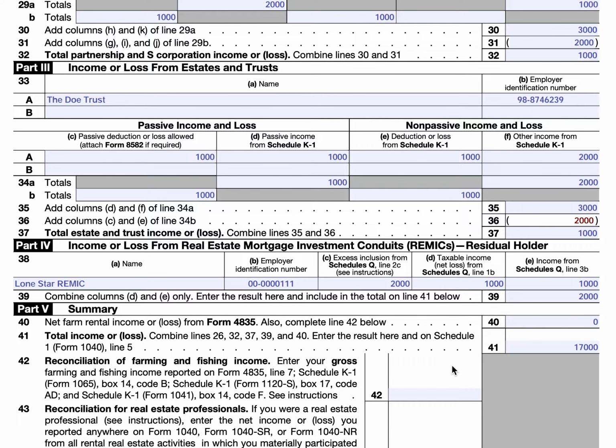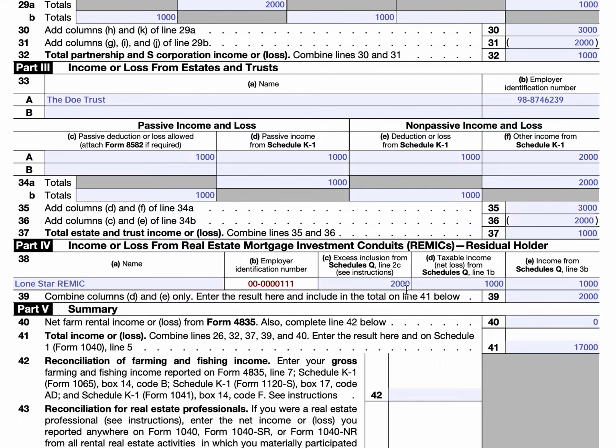And finally, John invested in something called the Lone Star REMIC. He doesn't even know what it is. He just knows that he makes some money off of it. So in column A, he writes the name of it. In column B, he enters the employer identification number.